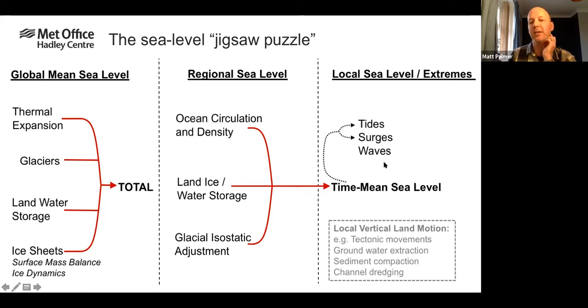And then when we get to local scales, we can start thinking about other phenomena such as tides, surges and waves. There's some interesting potential for interactions between the mean sea level and some of these phenomena, and I'll touch on some of that as well. And of course, there are non-climatic processes that can be important, highlighted in this gray box. This is not something that we explicitly account for within the projections that I'm going to talk about today. But these can be very important processes to bear in mind for local adaptation planning or for understanding the local signals that we're seeing in the observations.